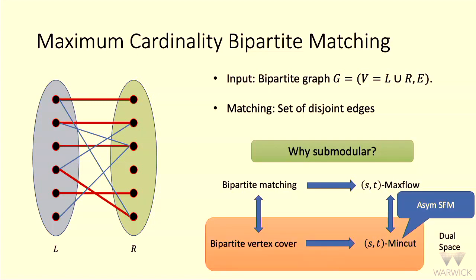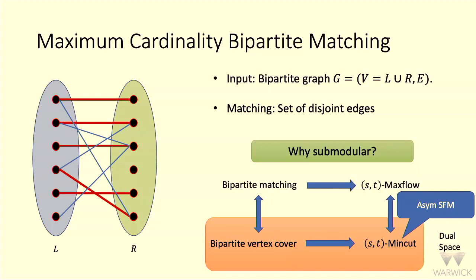So in the dual space, it is an asymmetric submodular function, right? The matching problem also has a dual representation, which we are going to talk about very soon: the vertex cover problem, which also reduces to ST min cut. But the fact that ST min cut is an asymmetric submodular function means that you can use all the techniques for solving asymmetric submodular functions to solve the matching problem, via this.